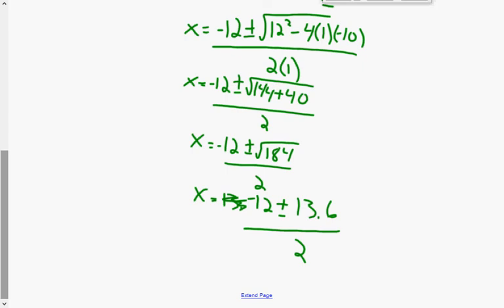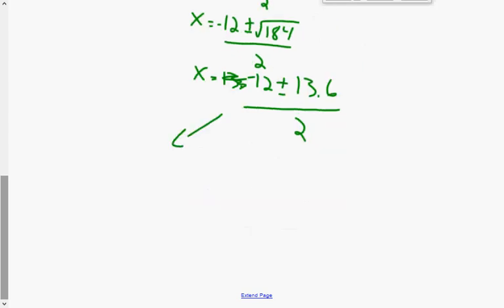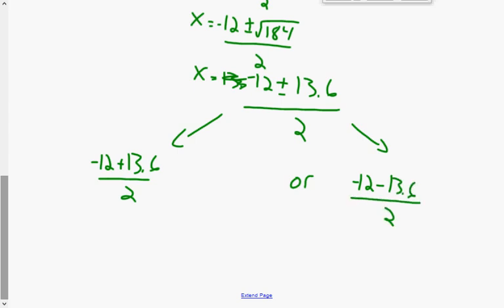So there's two possibilities here. If I split this out, because I have the plus or minus here, it could be negative 12 plus 13.6 over 2, or it's going to be negative 12 minus 13.6 over 2. So now when I look at these, I can see I'm going to have a negative number in the end with the second one. And what I'm looking for is a dimension. So can I have a negative dimension? No. So this one is no good.